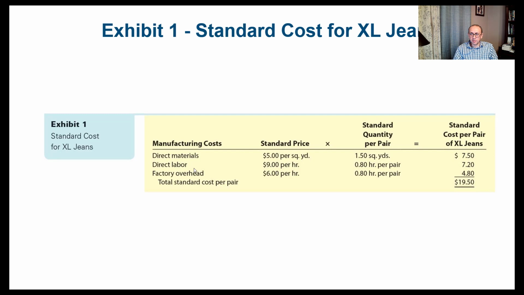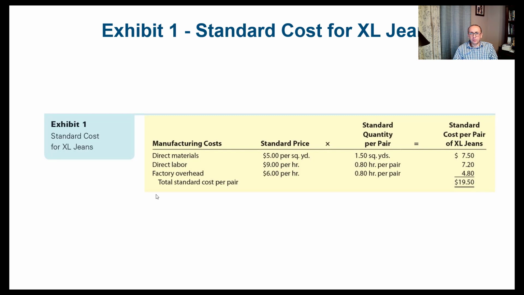Same thing for labor, but instead of having the price per yard, it's the price or rate per hour. So for labor, they charge $9 per hour, and the standard quantity per pair is 0.8 hour per pair. So if we multiply these two numbers, it's $7.20. That's the standard cost per pair of jeans in terms of direct labor. For factory overhead, it's $6 per hour, and it's 0.8 hour per pair, and that's going to be $4.80. If we add these three values together, that's $19.50. That's the total standard cost per pair of jeans.